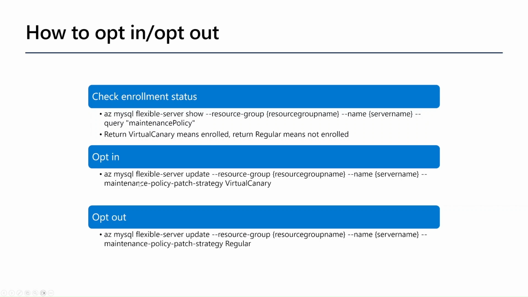If you have a server and want to opt in to the Azure virtual canary, you can simply update your server's maintenance policy patch strategy field by running the az mysql flexible-server update command and setting that value to virtual canary. And the same thing can be done if you want to opt out of virtual canary engagement. So you can update your maintenance policy patch strategy field by running the az mysql flexible-server update CLI command with the value of regular.